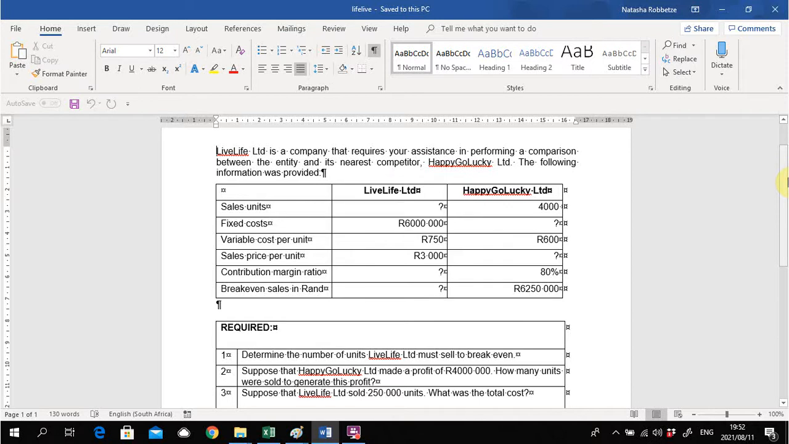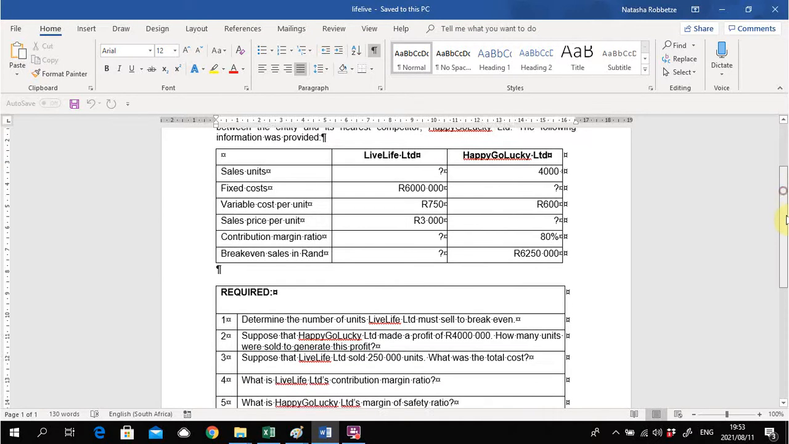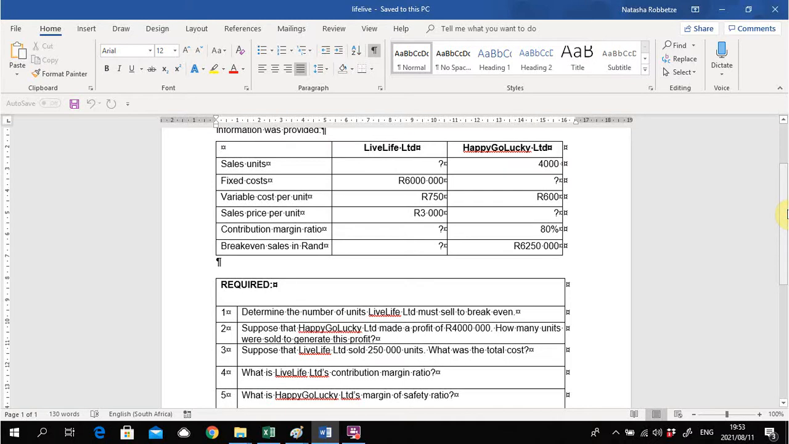It says Livelife is a company that requires your assistance in performing a comparison between the entity and its nearest competitor, which is called Happy-Go-Lucky. The following information is available. For Livelife, they haven't given you sales units, but they've given you fixed cost, a variable cost per unit, a sales price per unit. The contribution margin ratio is a question mark. The break-even in sales in rand is a question mark.